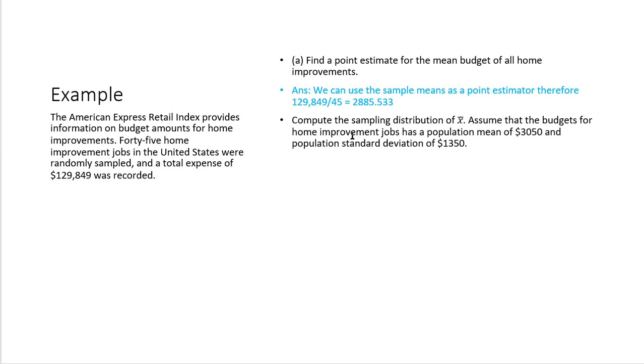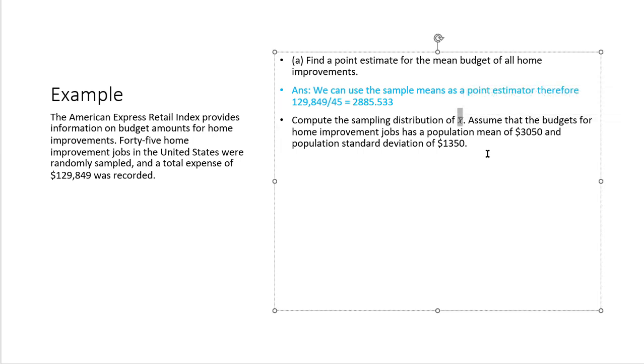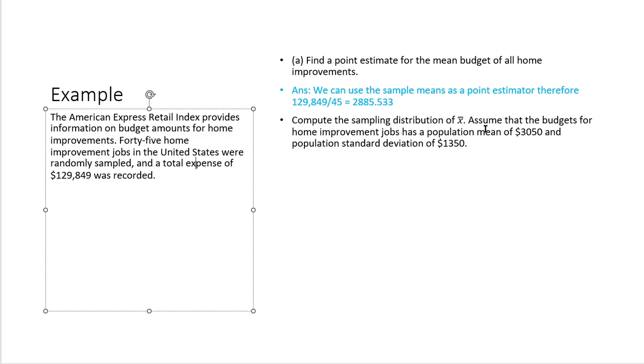So the next part wants us to compute the sampling distribution of X bar, the sampling distribution of a sample of size 45. Assume that the budgets for home improvement jobs have a population mean of 3050 and a population standard deviation of 1350. So they've given us the population parameters and they're asking us to compute the sampling distribution.